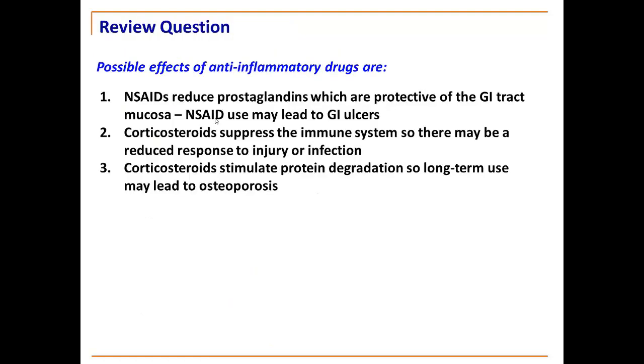So, review question. Press pause and have a read through this. Possible effects of anti-inflammatory drugs are: NSAIDs reduce prostaglandins, which are protective of the GI tract mucosa. NSAIDs may therefore lead to GI ulcers. That is correct. Corticosteroids suppress the immune system, so there may be a reduced response to injury or infection. That is also correct. Number 3. Corticosteroids stimulate protein degradation, so long-term use may lead to osteoporosis. That is also correct.